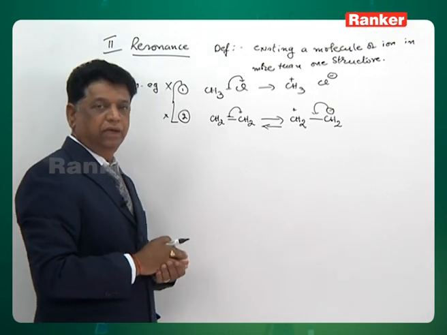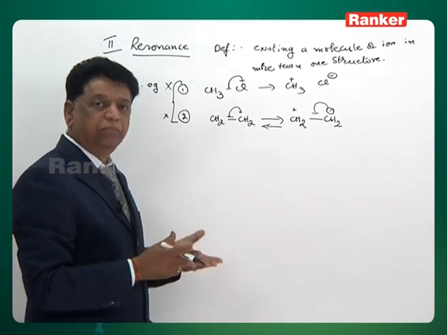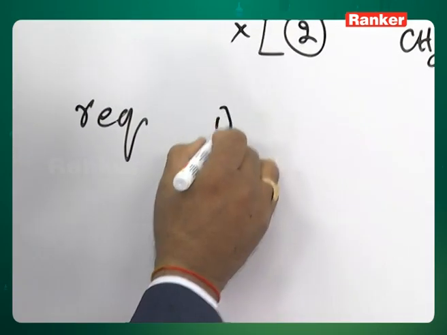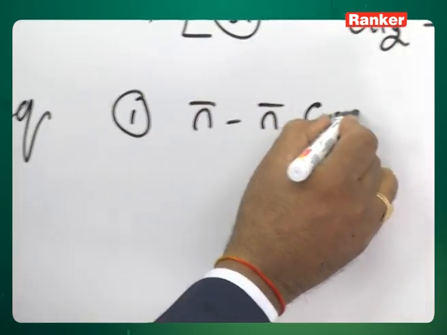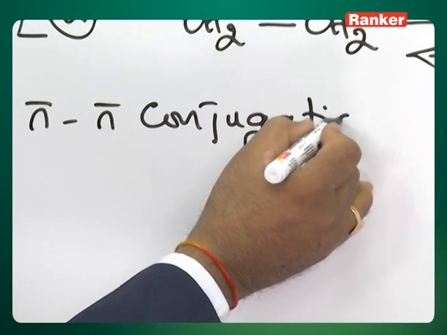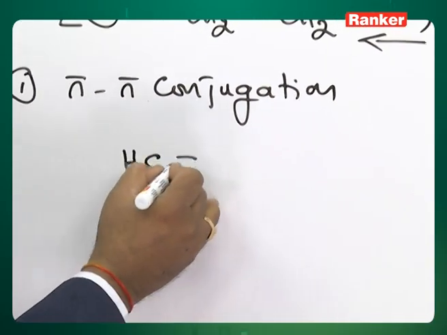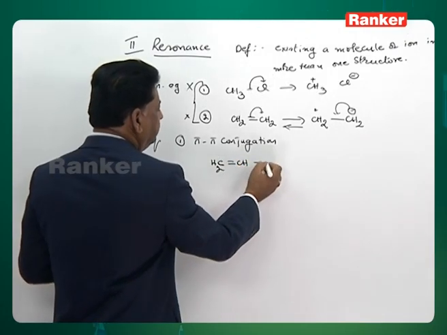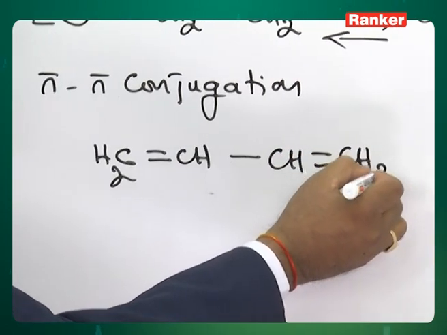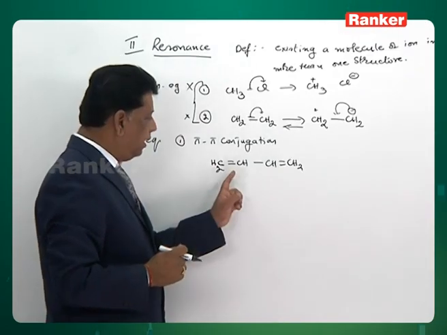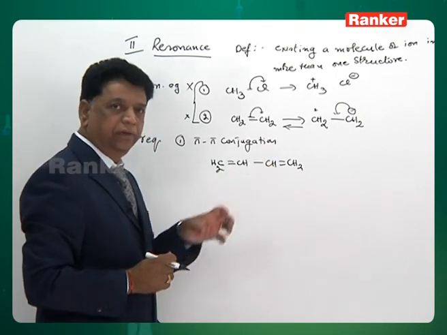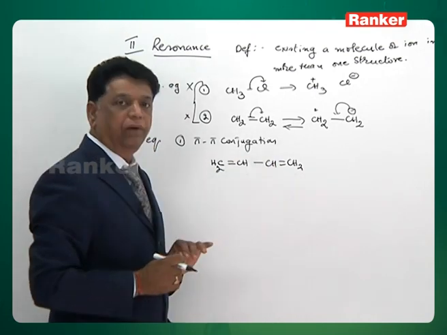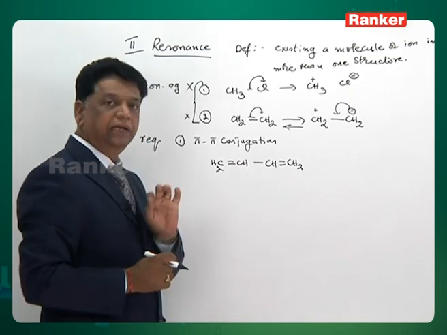Then under what condition, or what is the requirement, or what examples exactly show resonance? The requirement for resonance is, first, pi conjugation. So, a pi bond whenever attached with another pi bond in an alternating pattern, one pi bond, another pi bond in alternating pattern. This is the exact meaning of conjugation; whenever a pi bond and another pi bond are arranged alternately, then this is one of the eligible conditions.